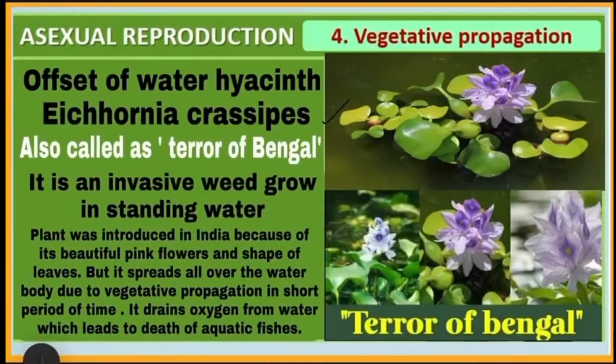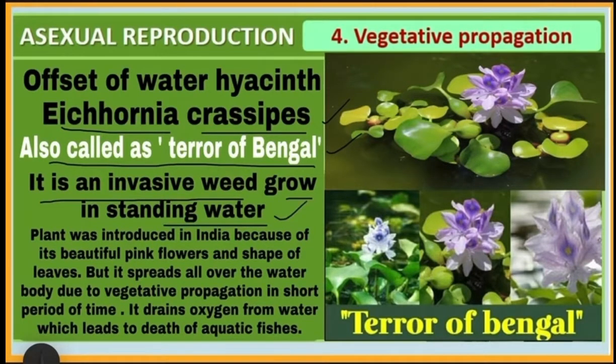Let us study some more important points about the water hyacinth. Scientific name of water hyacinth is Eichhornia crassipes, and it is called the terror of Bengal. It is actually an invasive weed which grows in standing water. Why was it brought to India? It was introduced in India because of two reasons. One, because of its beautiful pink color flowers. Look at the color of its flowers, it was beautiful. Because of the color of the flower, it was brought to India. And because of the shape of leaves. Look at the shape of its leaves too, it is a very nice and beautiful shape. Because of these two reasons, these plants were introduced into India.